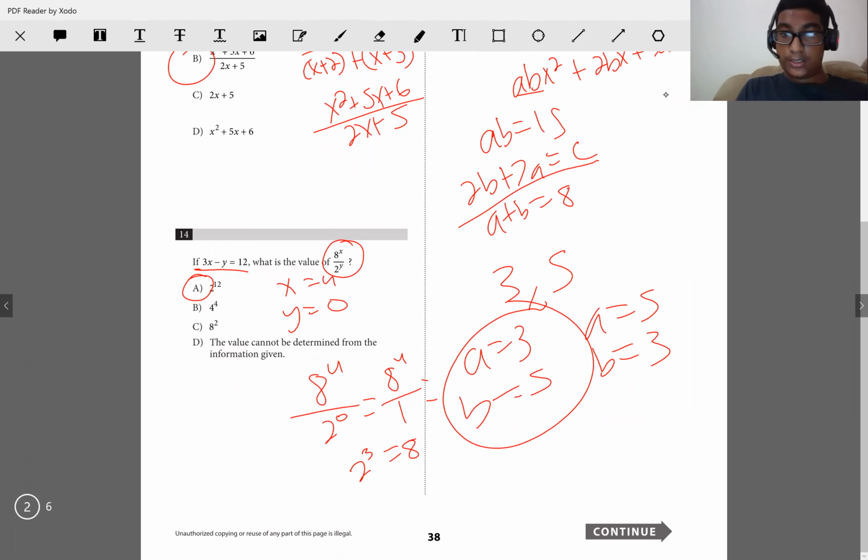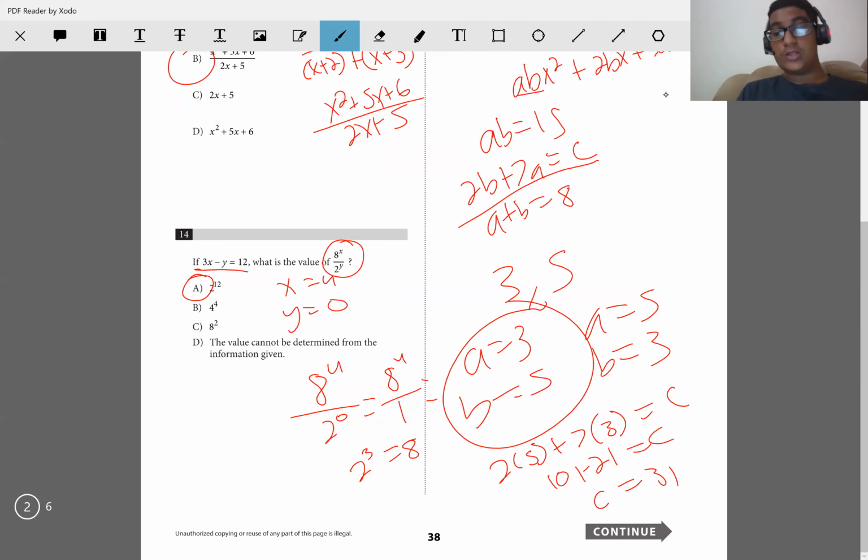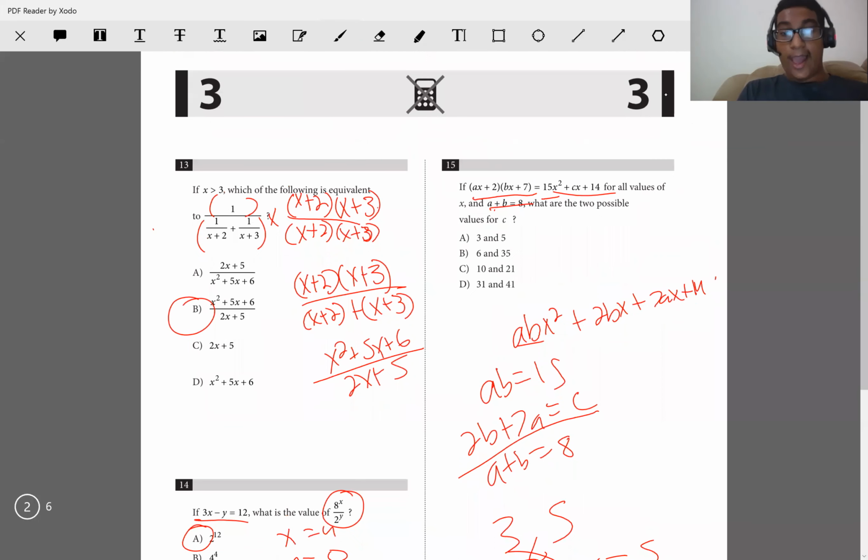So now I'm going to plug this back into this equation to solve for C. So this means 2 times 5 plus 7 times 3 equals C. That gives me 10 plus 21 equals C. C equals 31. There's also another value for C if you did A equals 5, B equals 3. However, the only answer choice that has C equals 31 is D. So answer choice D is correct here.